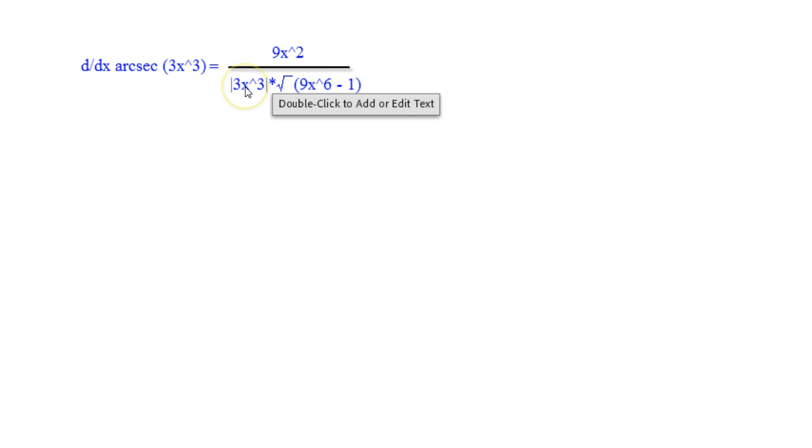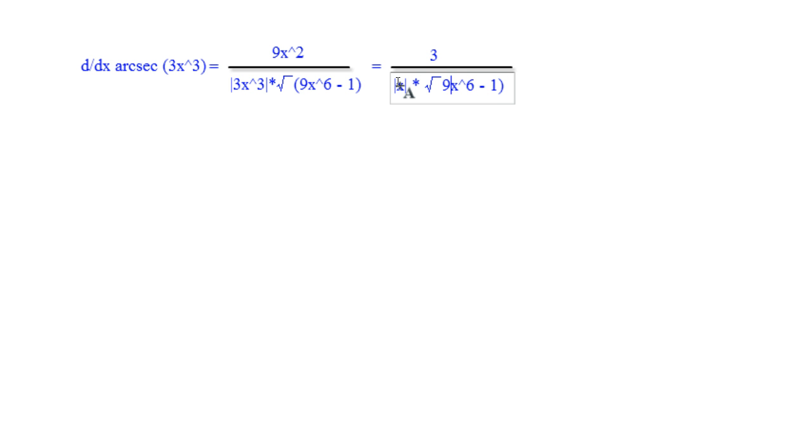Now you can actually simplify both of these parts right here, okay, so that we can actually turn this out to be equal to 3 on the top, then absolute value of x times the square root of 9x to the 6th minus 1. And you can have that in parentheses. I would definitely make sure you put that in the calculator in parentheses.